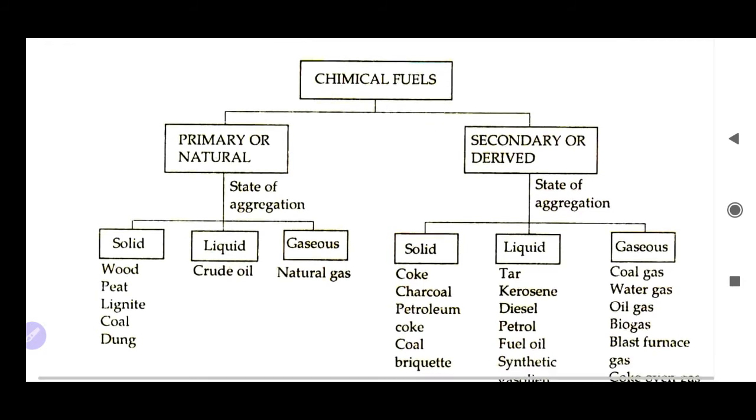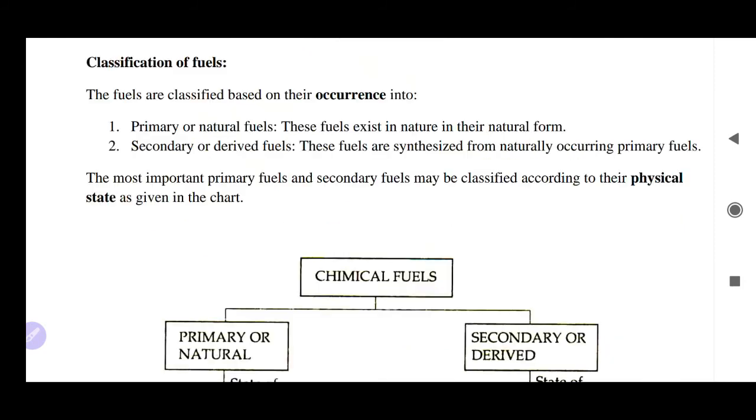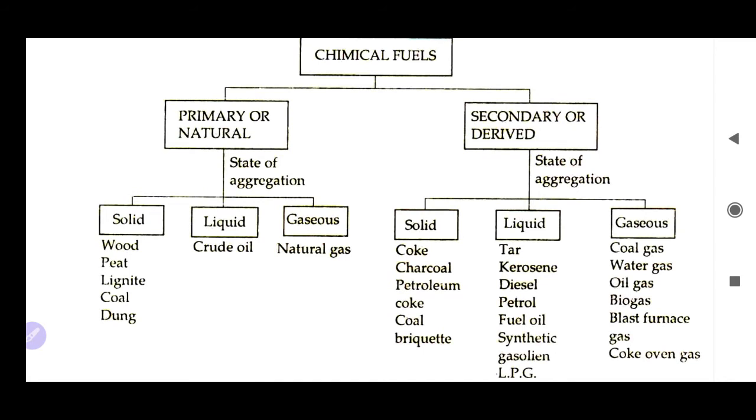And examples you can see for secondary or derived fuels. In case of solid secondary fuels: coke, charcoal, etc. Liquid secondary fuels like kerosene, diesel, petrol, fuels which we can obtain from crude oil. And then gaseous secondary fuels like coal gas, water gas, oil gas, biogas, which we can derive from primary natural fuels after processing. Now let's discuss units of heat.